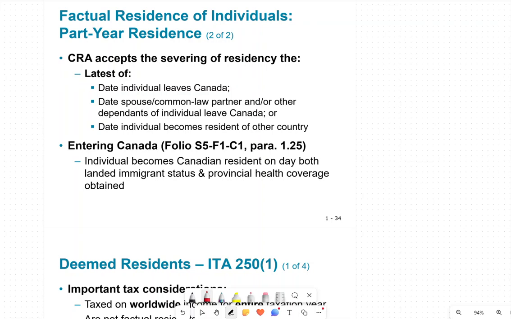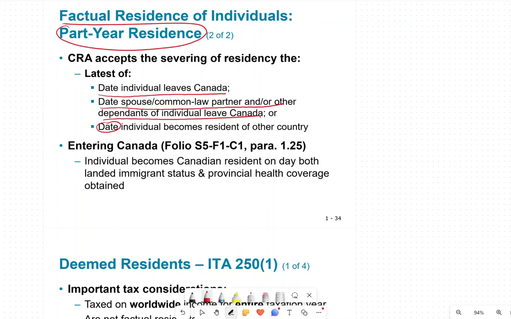Now, what you need to tell the government when you're a part-year resident, whether you're coming in or leaving, is the date the individual leaves Canada, the date the spouse or common-law partner and other dependents of the individual leave, or the date the individual becomes a resident of another country. This is what makes a part-year residence. If you decided that you don't want to live in Canada anymore and you want to go to the US, you need to provide a date.